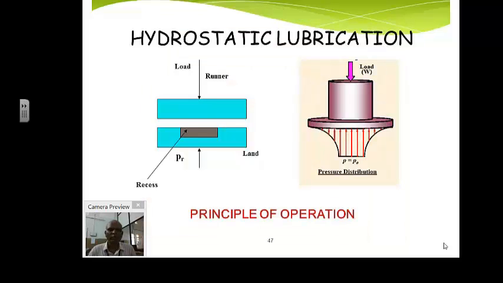Now we move on to hydrostatic lubrication. The essential features of hydrostatic lubrication: there will be a land as well as a runner, and there will be a recess on the land.